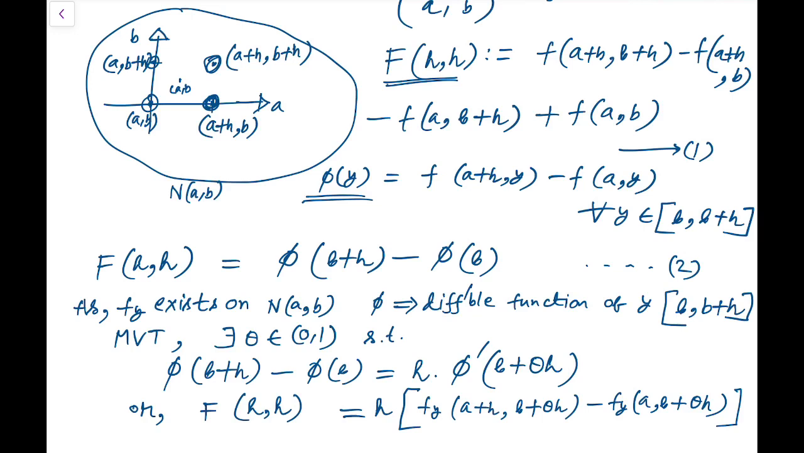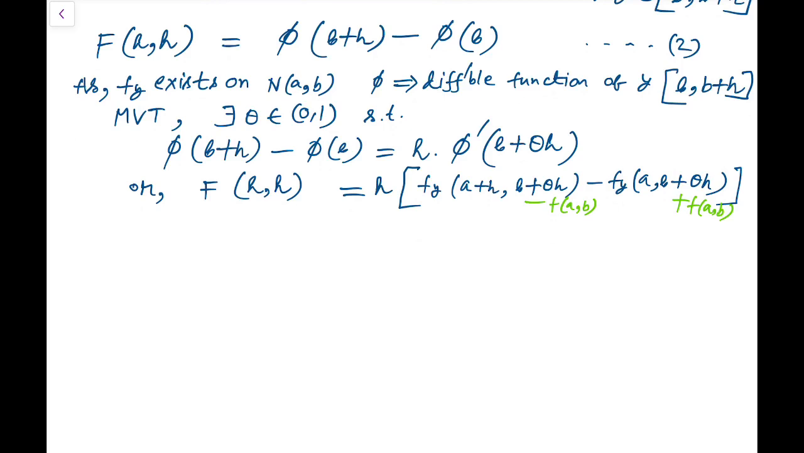Because phi is a function of y, in this equation we are just putting phi dash b plus theta h. We are replacing y here by b plus theta h, correct? Okay, we'll just adjust f of a comma b here, and we will put plus f of a comma b here. Why are we doing this? It will be more clear if we rewrite this.